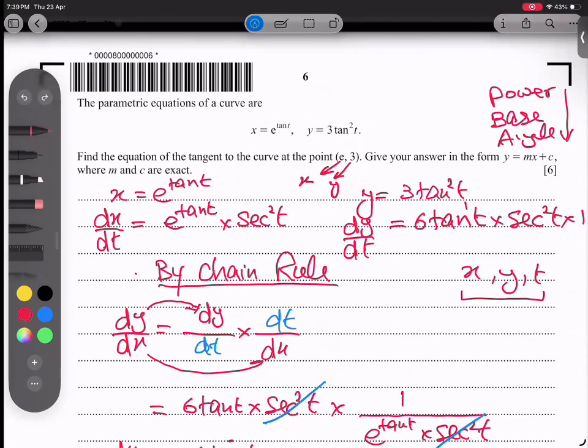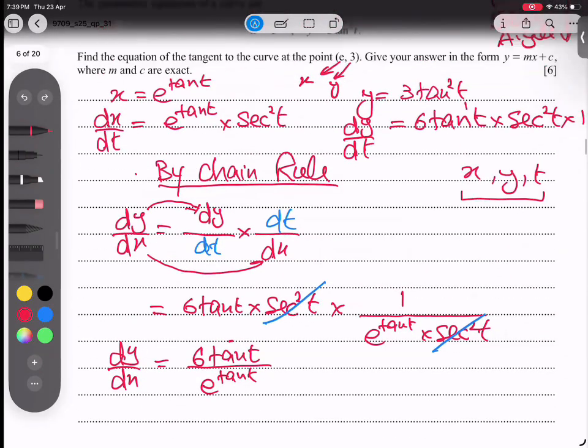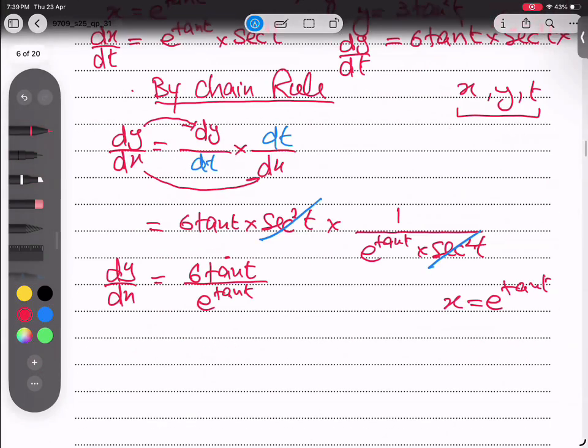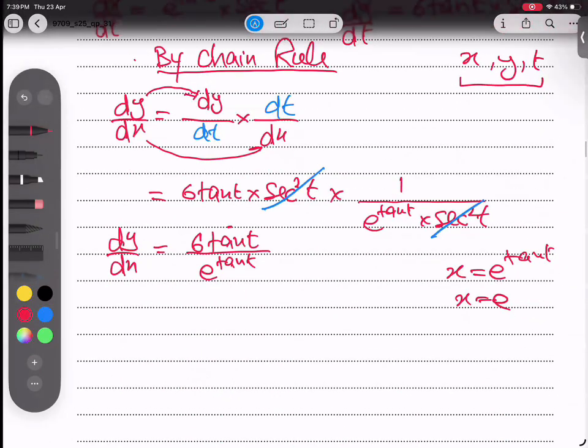So I'm using x here. What is the equation I have? Basically, x is equal to e to the power tan t. I'm replacing x is equal to e. Let me go back and check. e, correct. So I put e here, e equal to e to the power tan t. No power means 1. Same bases, so I got 1 is equal to tan t.